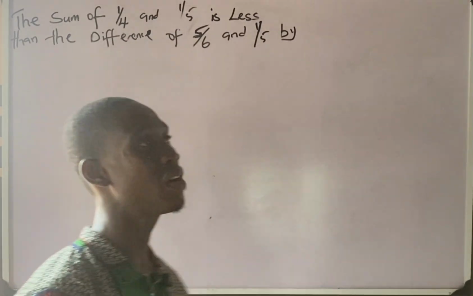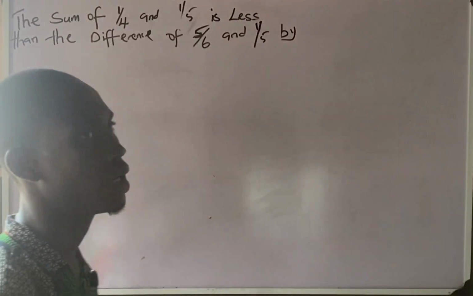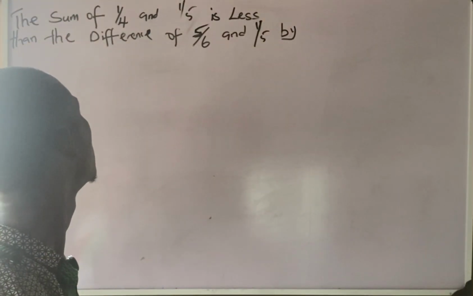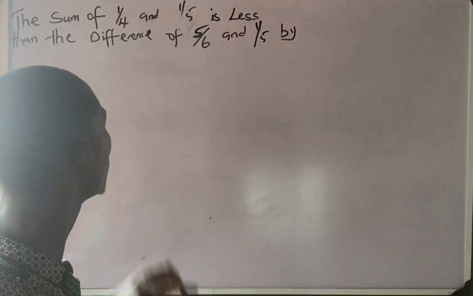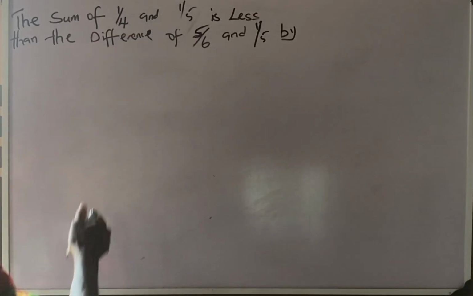Okay, so we have a question here. This is a question that is fraction based. It says the sum of 1 over 5 and 1 over 4 is less than the difference of 5 over 6 and 1 over 5 by what? So let's go to the solution.